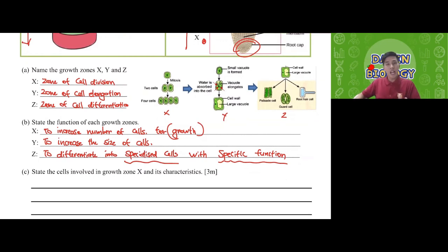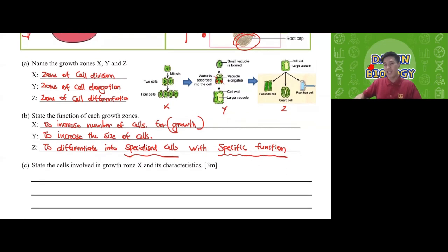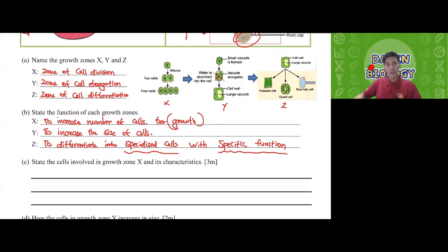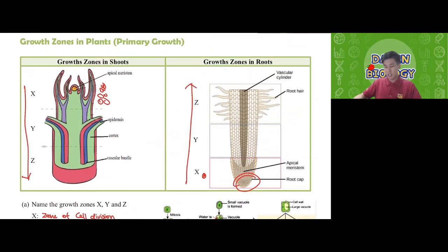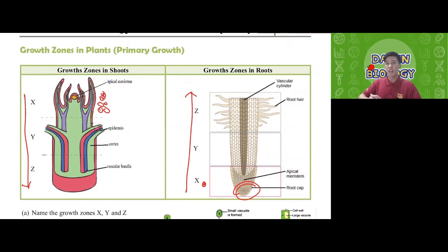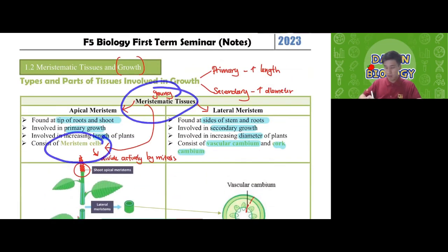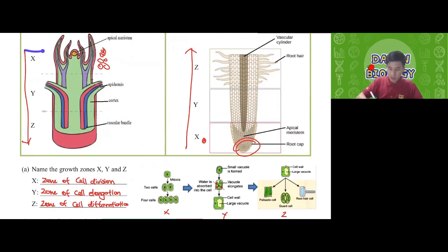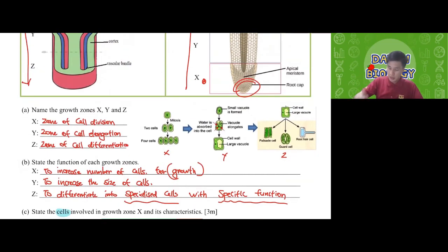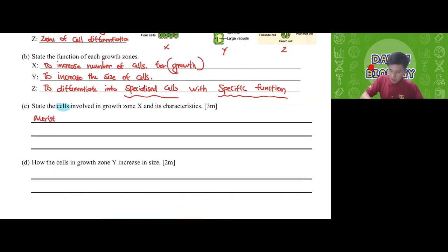C, state the cells involved in the growth zone and its characteristics. The cells involved. All right, can you guys name me what the cells here are? I mentioned one just now. They have a name. They are not called root cells or shoot cells. A very specific name. Yes, Patrick. Correct. We mentioned already, right? Meristematic tissue has meristematic cells. So since here is meristematic tissue, shoot and root are meristematic tissues. The cells have the same name. Meristematic cells.